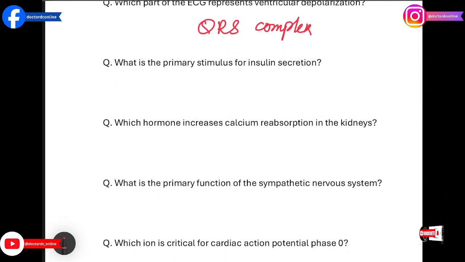The next question is, what is the primary stimulus for insulin secretion? And the answer is glucose. Elevated blood glucose triggers beta cell insulin release.